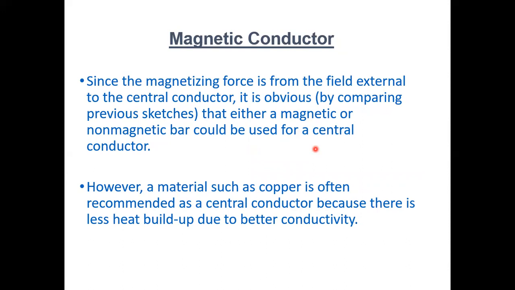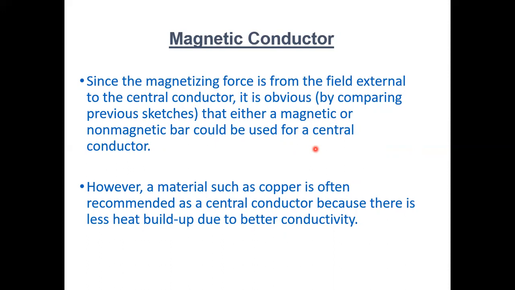Suppose we are using a copper bar, then conductivity is high. That's why we can easily pass the current through that bar. Otherwise, if we are using a carbon steel bar, the conductivity is less and we get more resistance to current flow, so the bar will heat up earlier as compared to a copper bar. That's why generally we use a non-magnetic conductor, because of copper's conductivity properties.